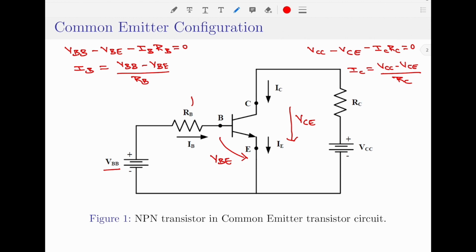Another very important equation for the common emitter configuration is that the value of the collector current IC is equal to beta times the value of the input current IB. Please note, we will be using these equations to understand the input and output characteristics for the common emitter configuration circuit.